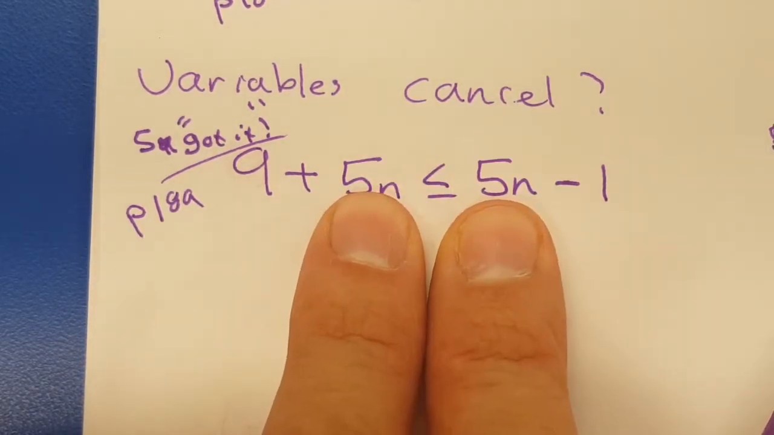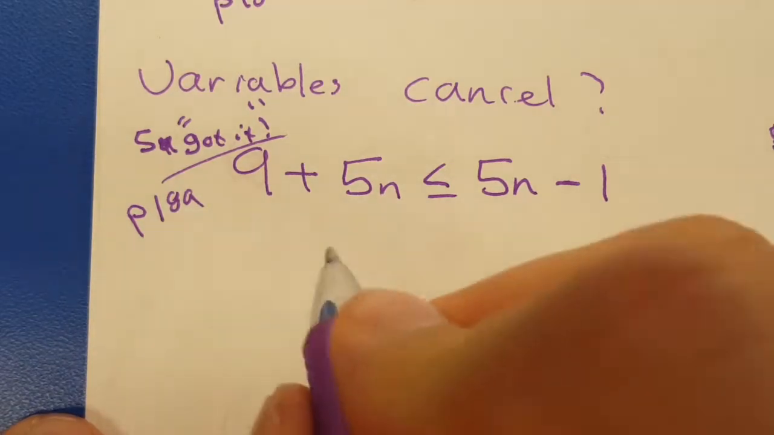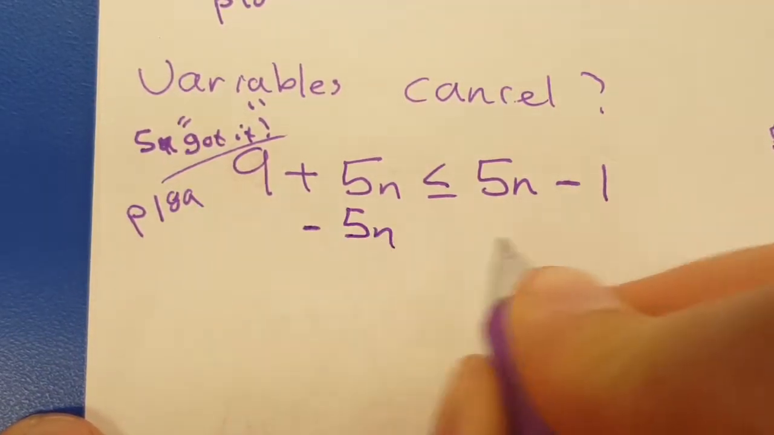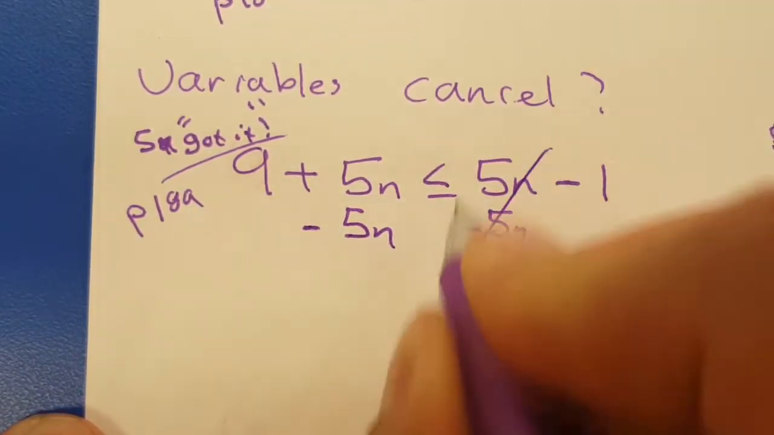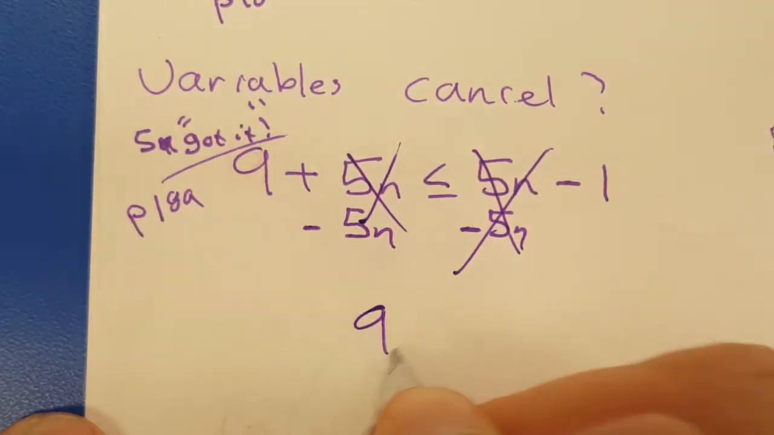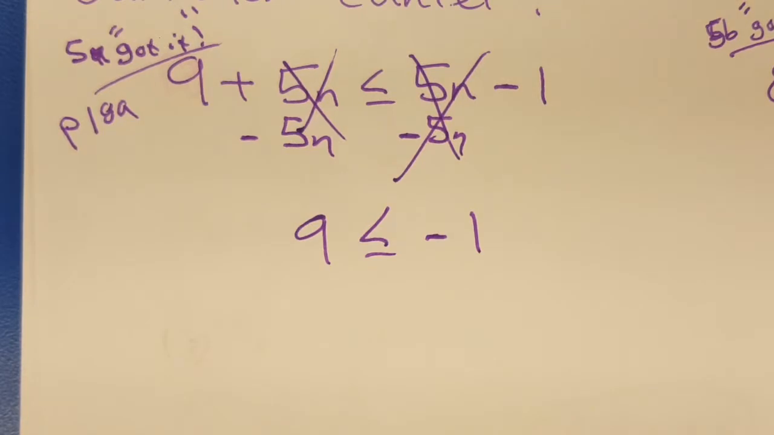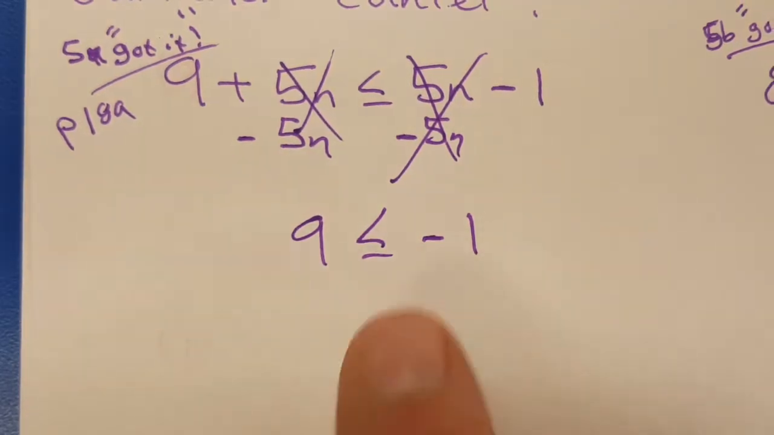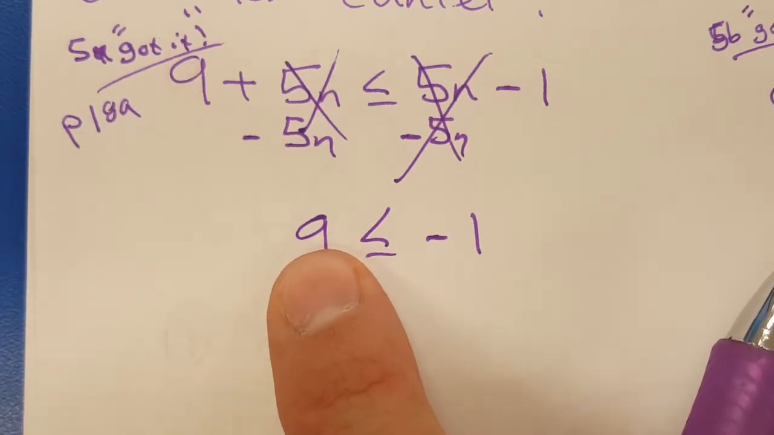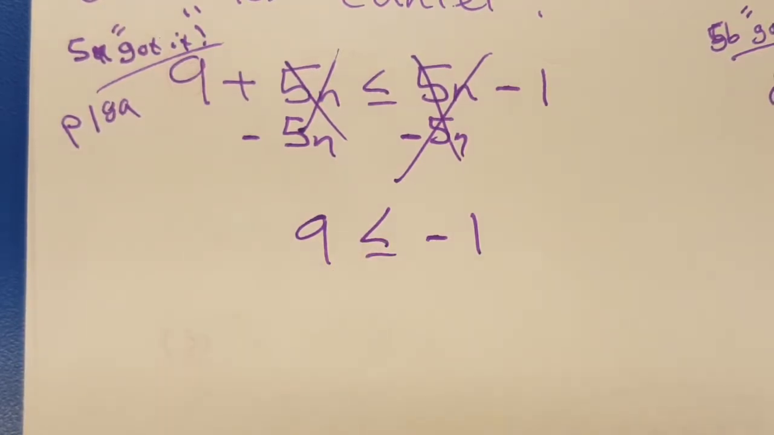So right away you're like, what should I do? Your brain should automatically think, well, something weird is going to happen. And you're right. Try to cancel the 5s. Look at this. You've got a 9 is less than or equal to a -1. Just like with the equations, when the variables cancel, you're left over with a true or false situation. This is entirely false. 9 is not less than or equal to -1. So this would be a no solution situation.